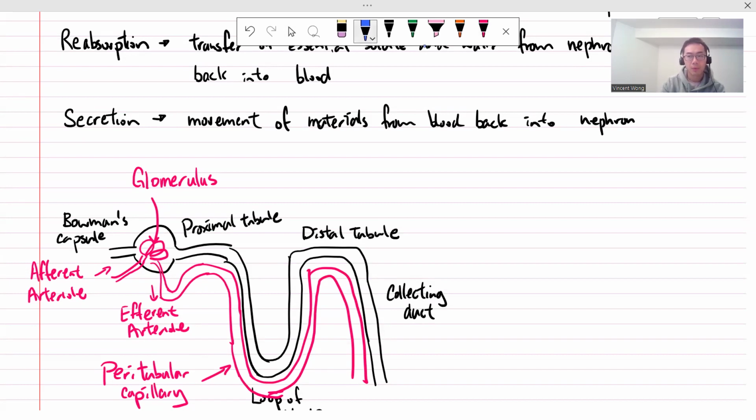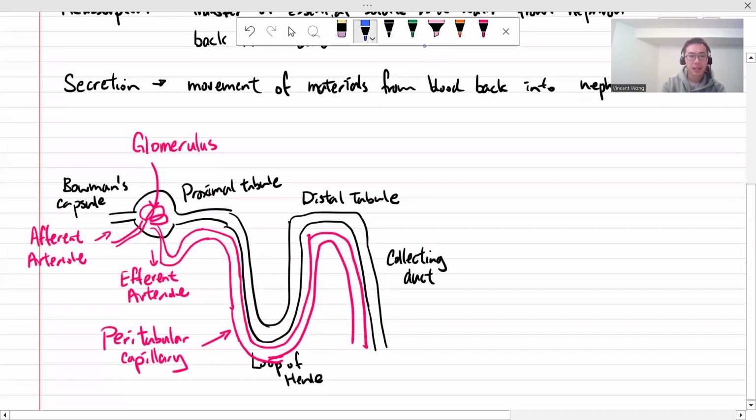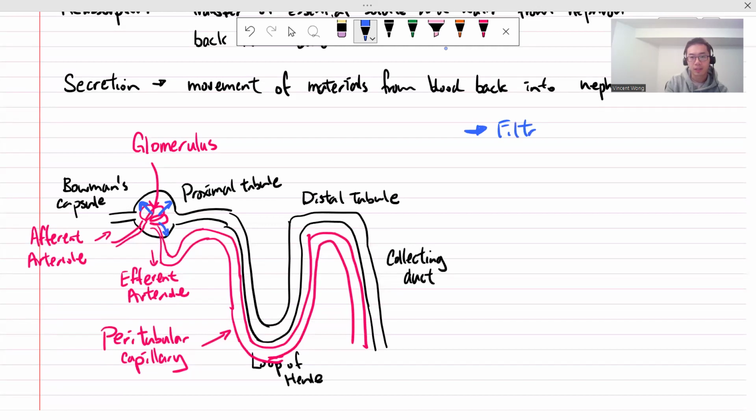Now, this is what happens, okay? We're going to have the filtration happening at the beginning. Filtration. I'm just going to use the blue arrow. And that's like the stuff coming out. Blue arrow, filtration. That only happens in the glomerulus. I'll tell you more about it, okay?